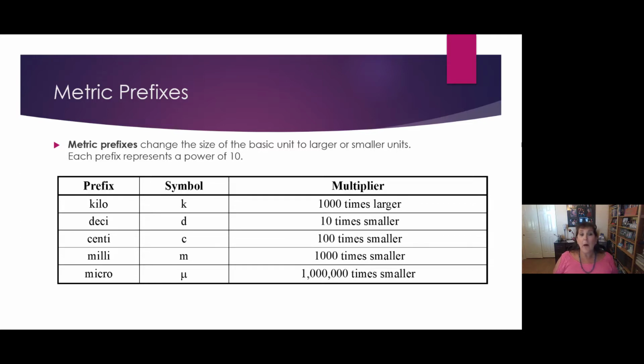Next is milli, M, 1,000 times smaller. So there's 1,000 milliliters in a liter. There's 1,000 millimeters in a meter. Milli is little, 1,000 times smaller. We use milli a lot.